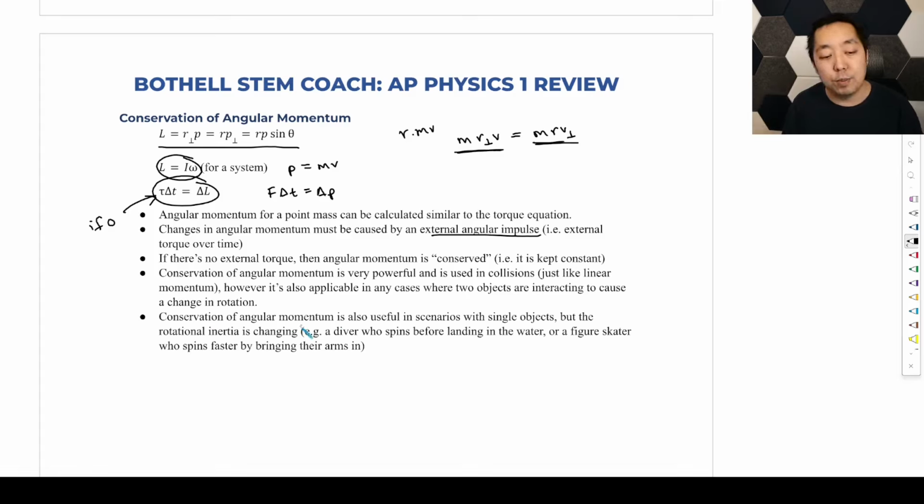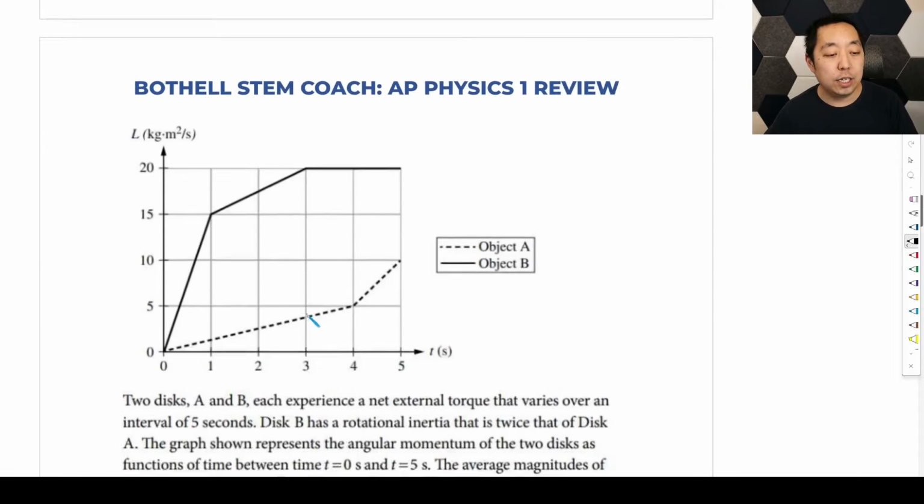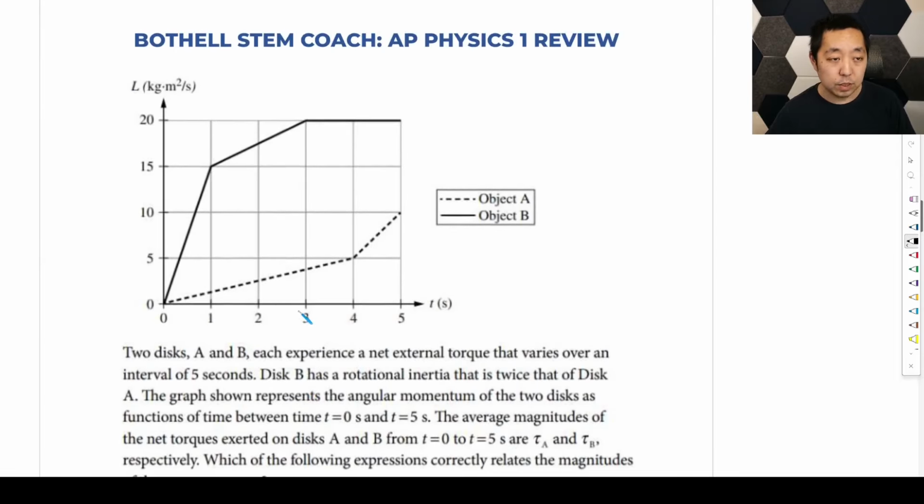So that's the other use of conservation of angular momentum that doesn't have a collision like it was in Unit 4 when we did a lot of collisions between objects. So let's take a look at some problems here. Multiple choice questions.